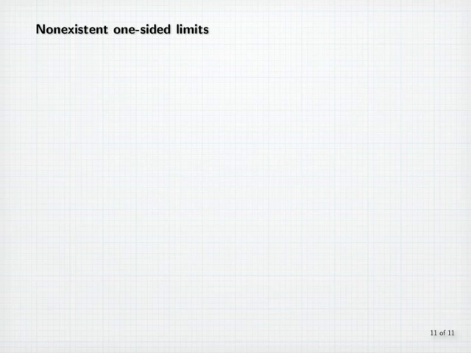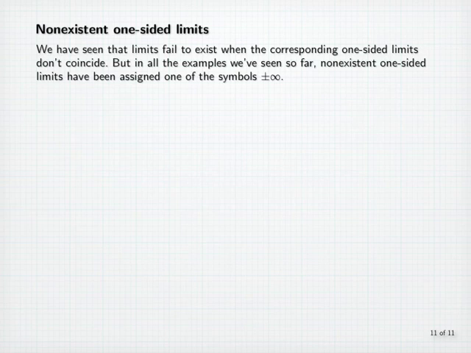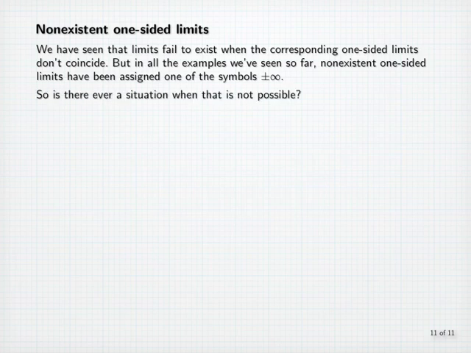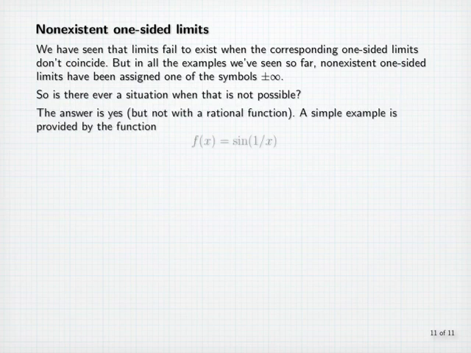Non-existent one-sided limits. We have seen that limits fail to exist when the corresponding one-sided limits don't coincide, but in all the examples we've seen so far, non-existent one-sided limits have been assigned one of the symbols plus or minus infinity, which coincides with the graph of the function having a vertical asymptote. So is there ever a situation when that is not possible? The answer is yes, but it can happen with a rational function.